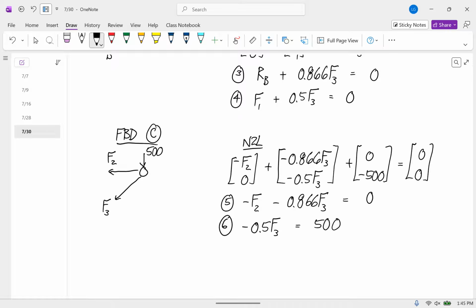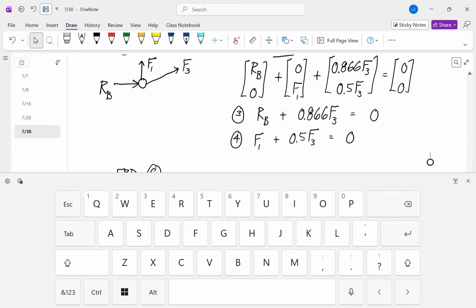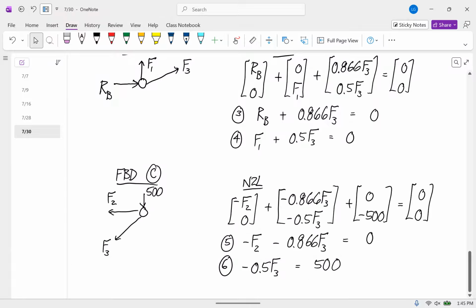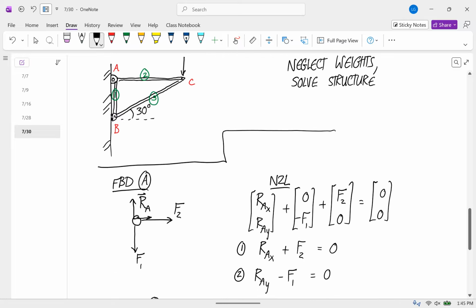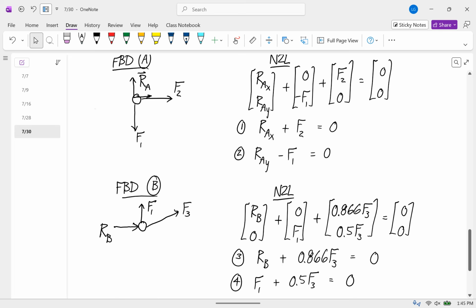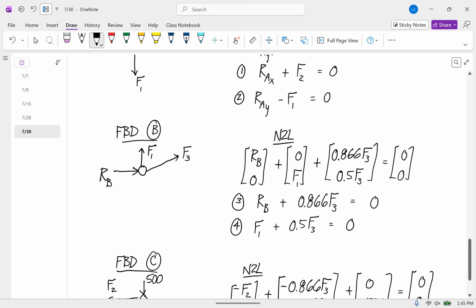Okay, so now that's our system. We have 6 equations. Hopefully we should have 6 variables. Let's count them and make sure. First we have the tensions F1, F2, and F3. And then we have a vector variable, RAX and RAY. That brings us from 3 to 5 variables. And then we have this scalar variable RB bringing us to 6. So we have 6 equations and 6 variables.